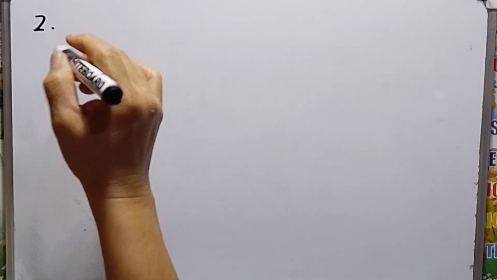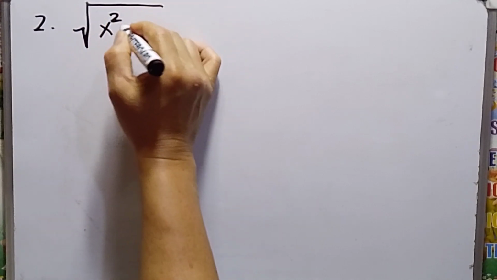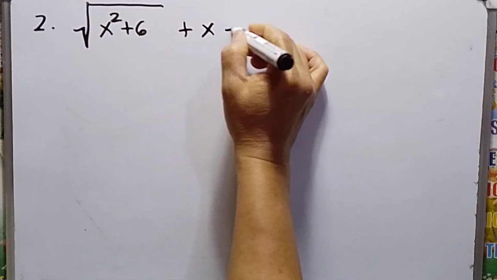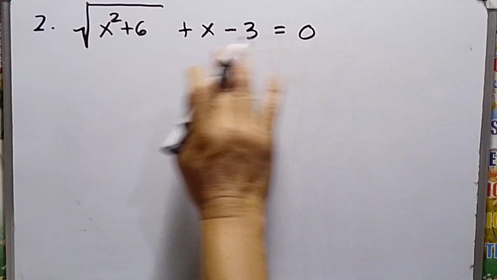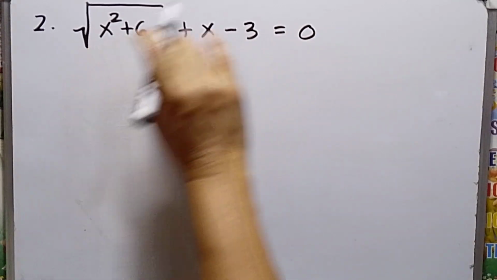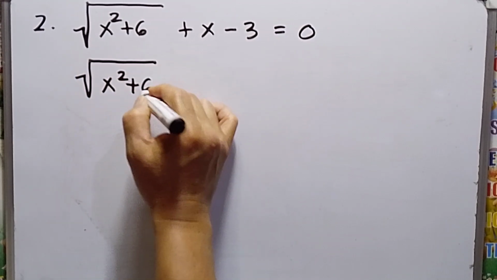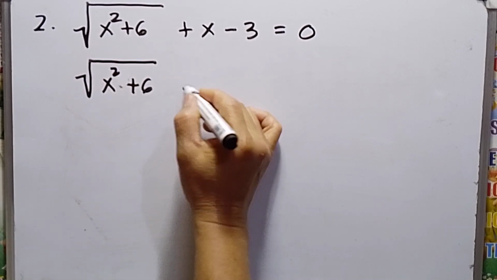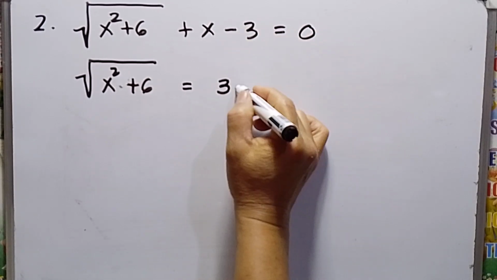Number 2: square root of (x squared plus 6), then plus x, minus 3 is equal to 0. So we need to transpose this variable and this constant to the right. So this will be square root of (x squared plus 6) is equal to 3 minus x.